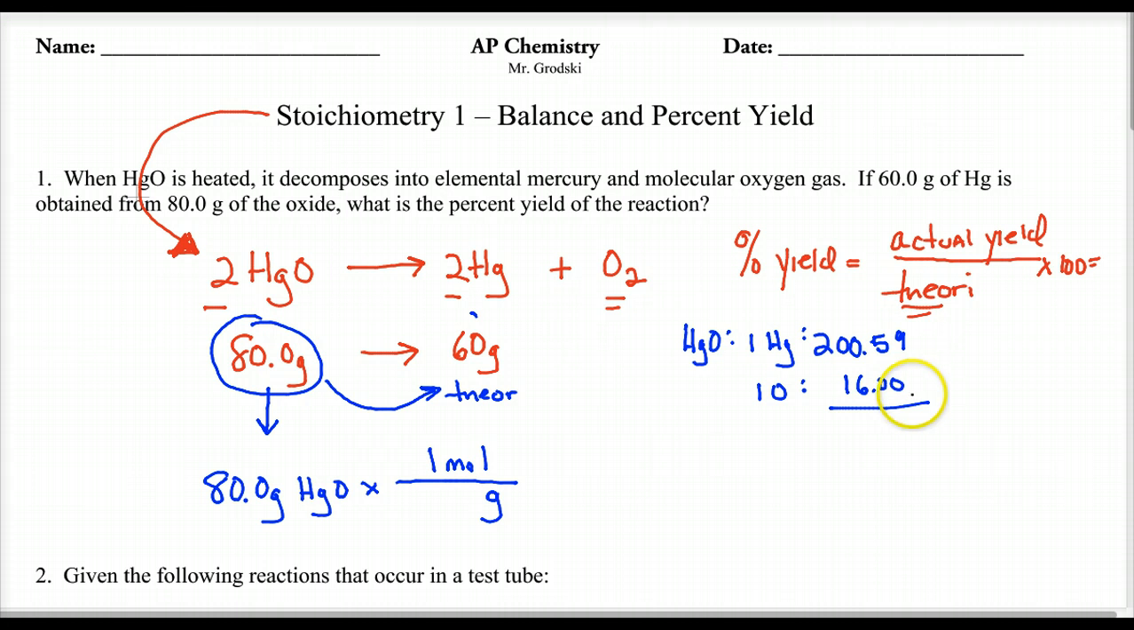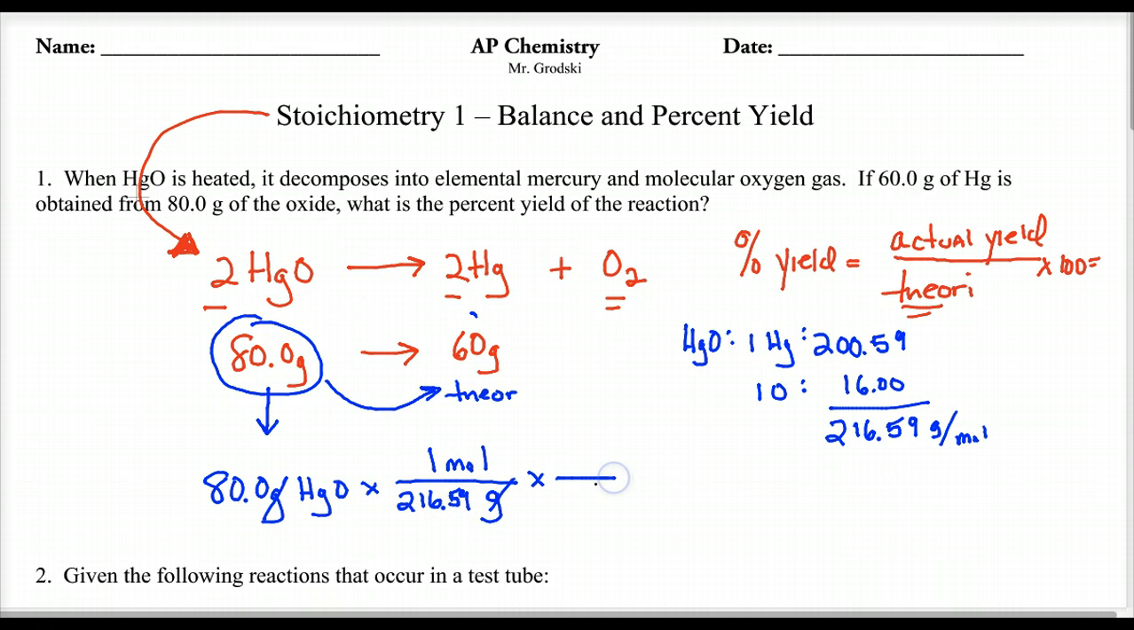Okay, add them together and I get 216.59. And that's grams per mole. And that's just the formula mass you've been using. So 216.59. So my grams go, and now I have moles of mercury oxide.